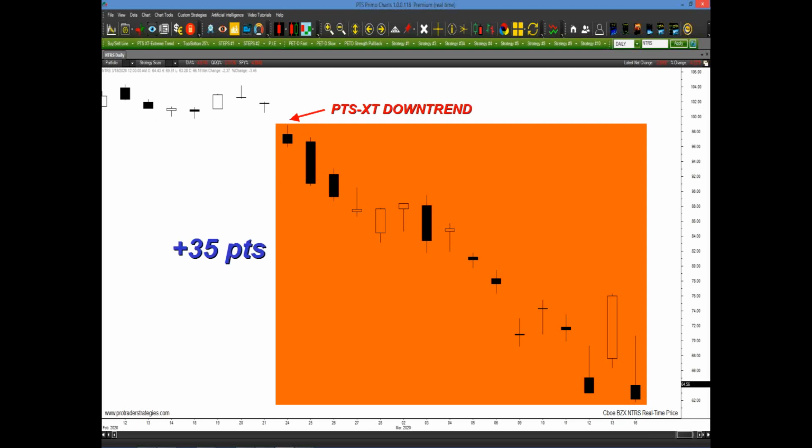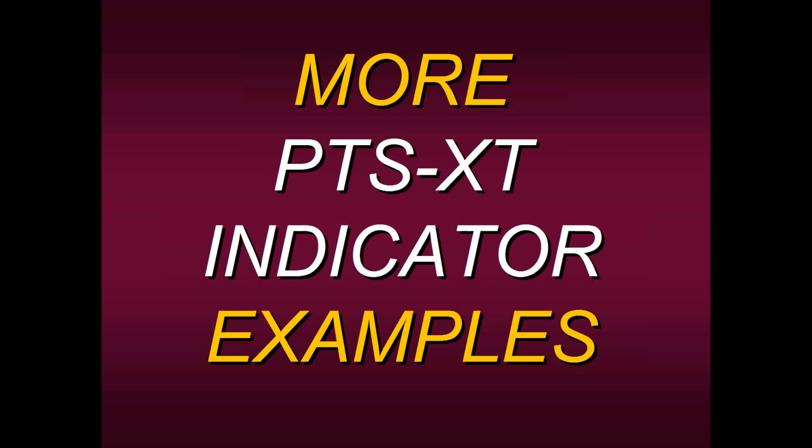You will see a kind of a reddish-orange block for the downward signals. You'll see an orange, or a yellow block when you have an uptrend warning. So let's look at some examples so you can get a better feel for this and see how they could have helped you this past month.